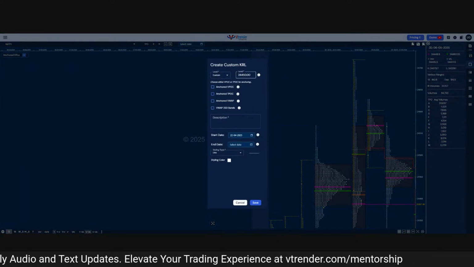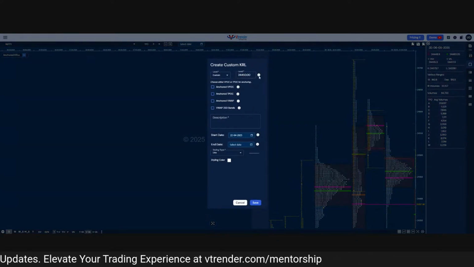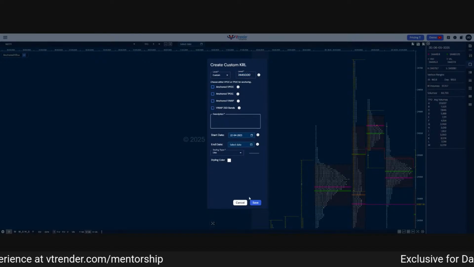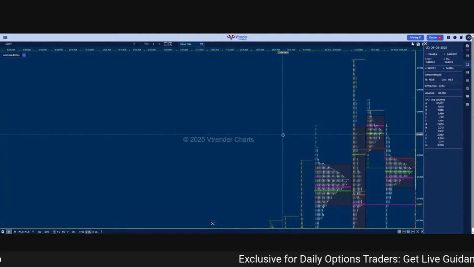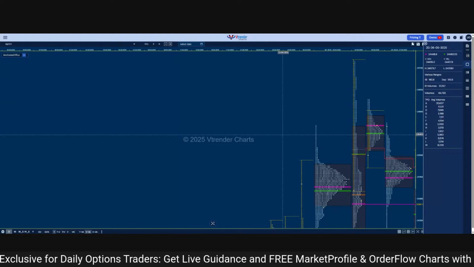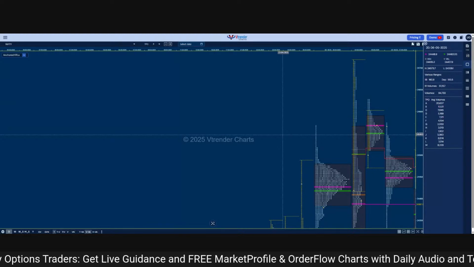For example, if you want to add the FA point which we had on 16th of April, you just need to put the level there, add the description and save. So what it helps is it helps you in marking those levels on the chart. So whenever the auction is going back to that level, you know that yes, this was an important reference. So you become extra alert there.